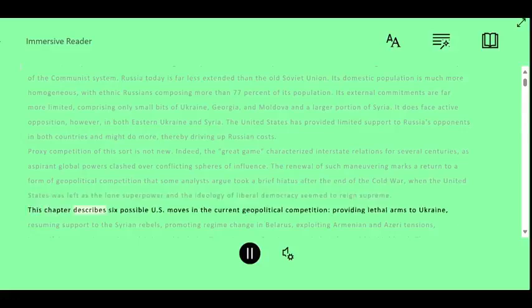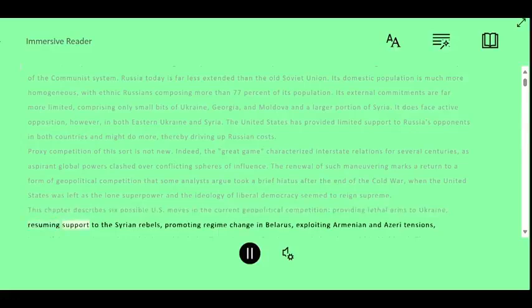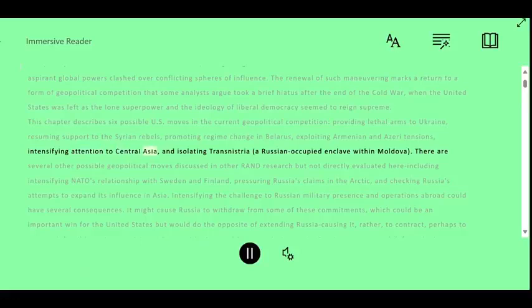This chapter describes 6 possible U.S. moves in the current geopolitical competition: providing lethal arms to Ukraine, resuming support to the Syrian rebels, promoting regime change in Belarus, exploiting Armenian and Azeri tensions, intensifying attention to Central Asia, and isolating Transnistria, a Russian-occupied enclave within Moldova.